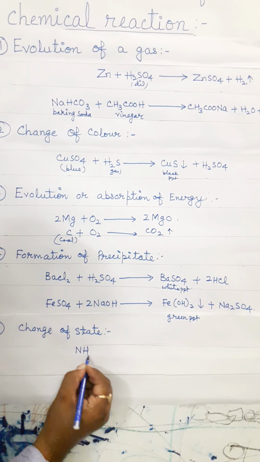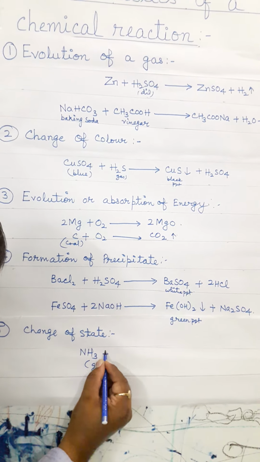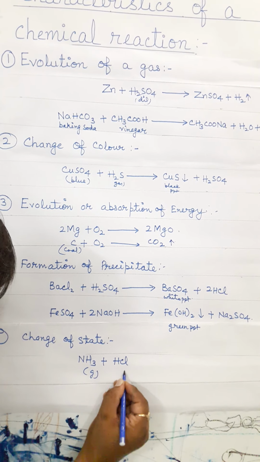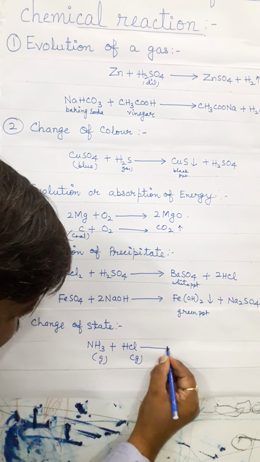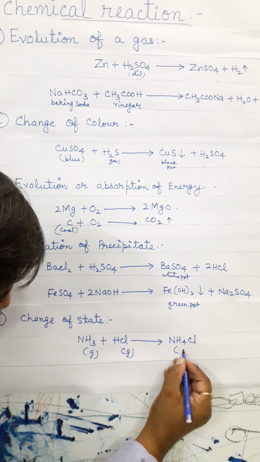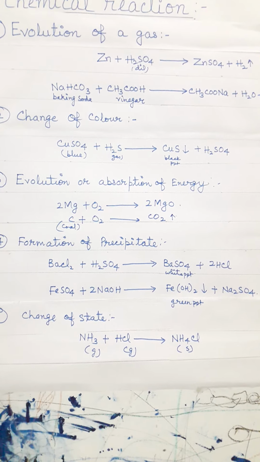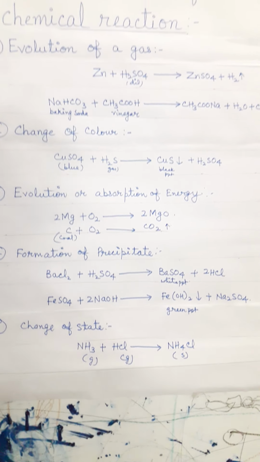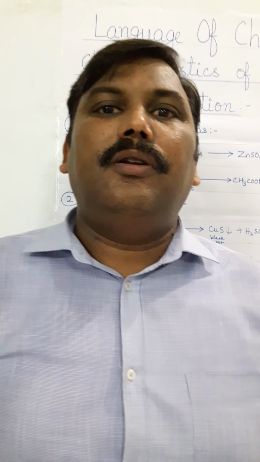Now when ammonia gas is mixed with hydrogen chloride gas, a solid is formed. That means the solid is some other compound. It is ammonium chloride. So remember, these are the 5 characteristics of a chemical reaction.